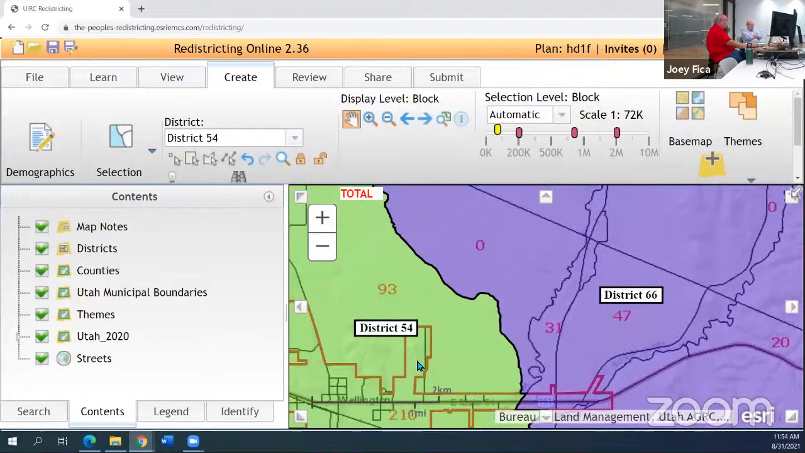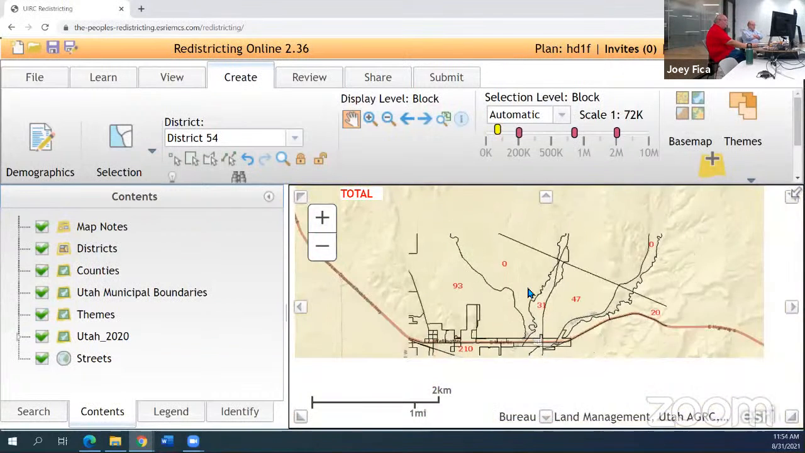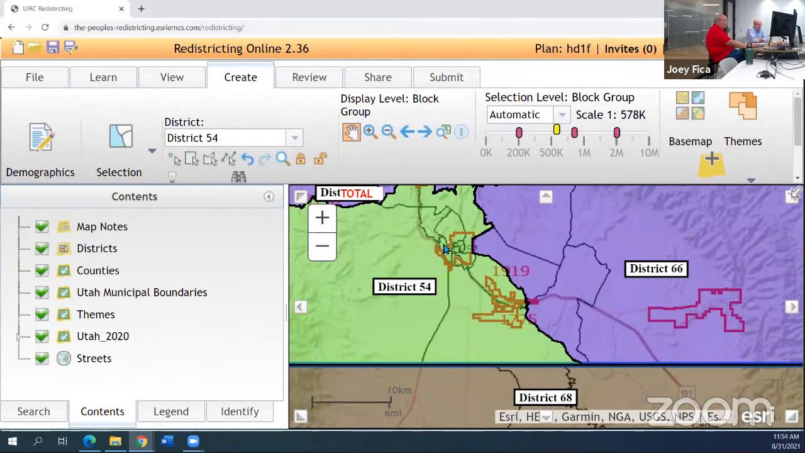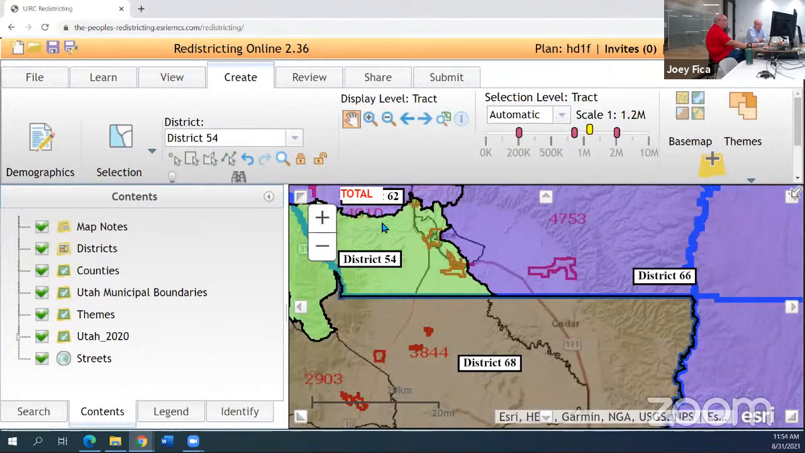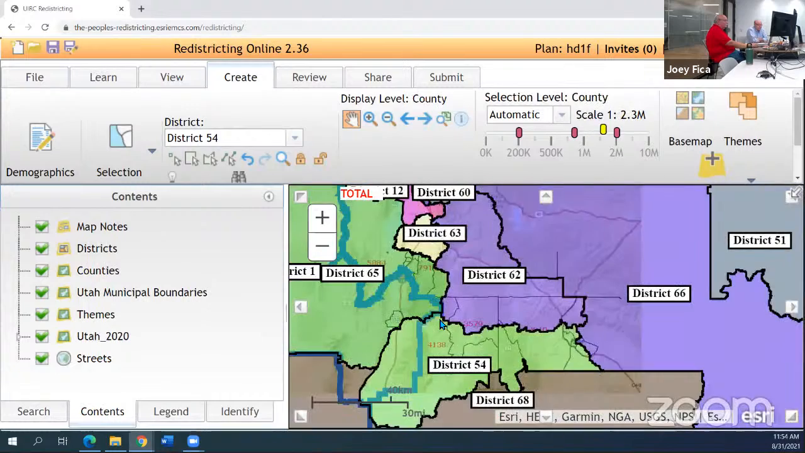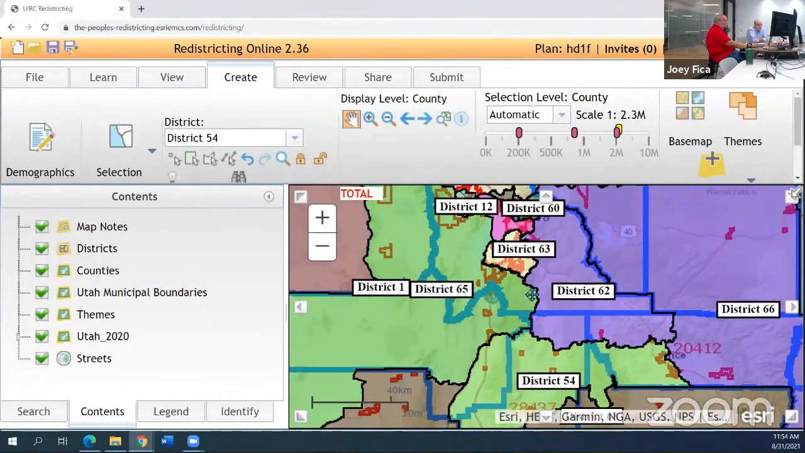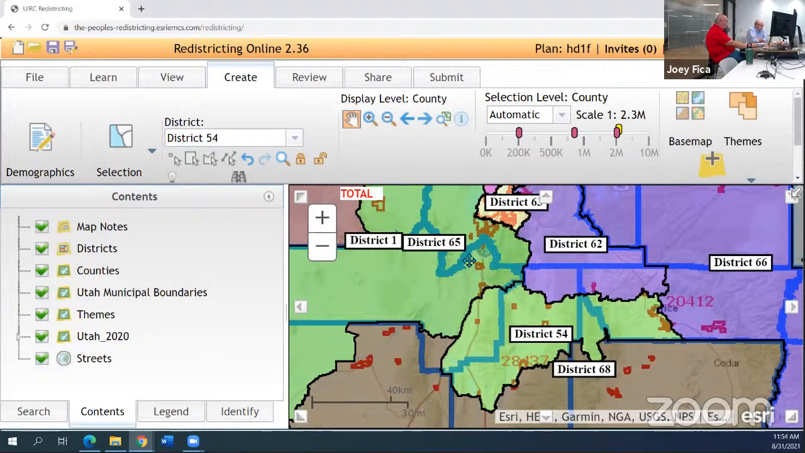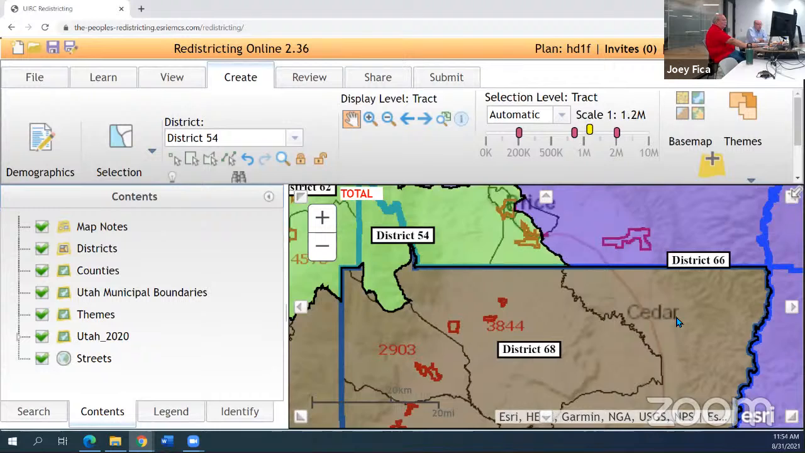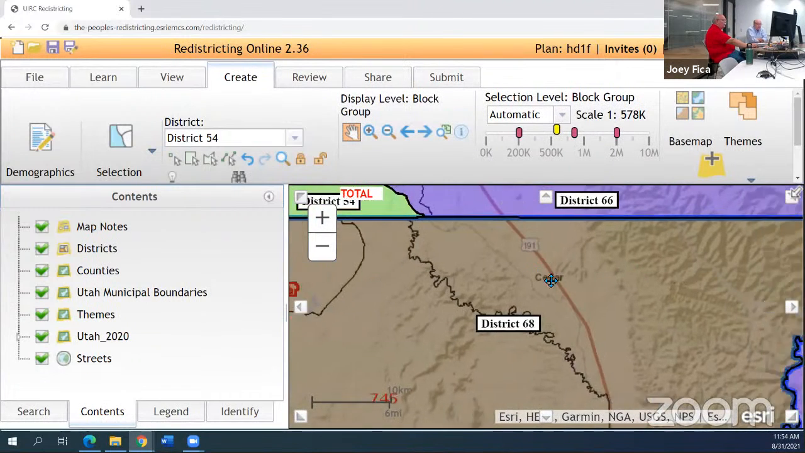54 is already over, so 54 is up to over by 15. So 66 has 30 to get rid of, and 65 needs a couple if we can do that. And the other 59 is. 66 has 30 too many, and 68 needs 17. If we can find something along there.